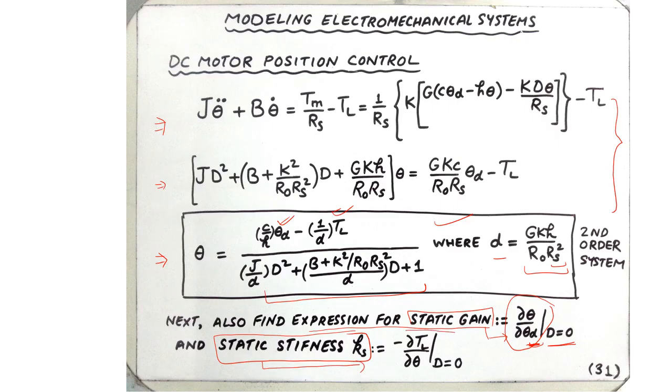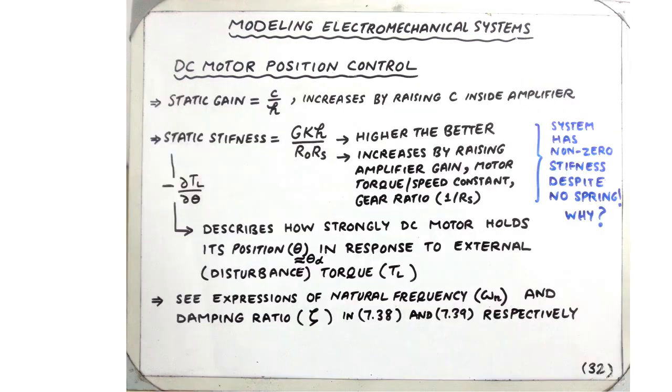Well, this seems interesting and relevant to the disturbance sensitivity, but it is the change in TL with respect to theta and not the other way around. What this static stiffness represents will be described shortly. But first of all, we shall derive the corresponding expressions. So the static gain expression turns out to be C over H, right?